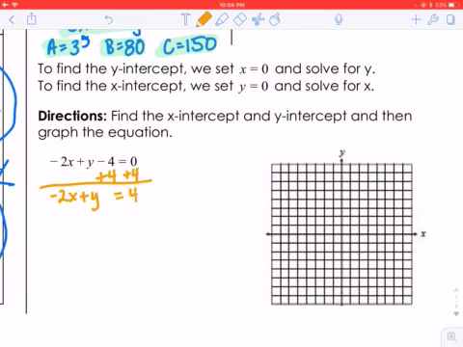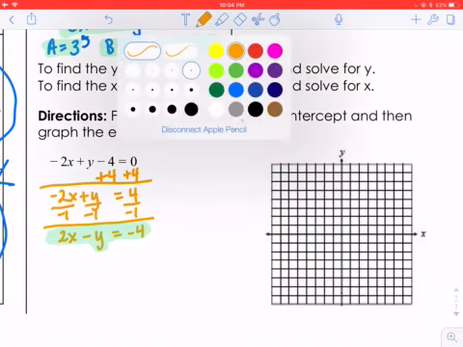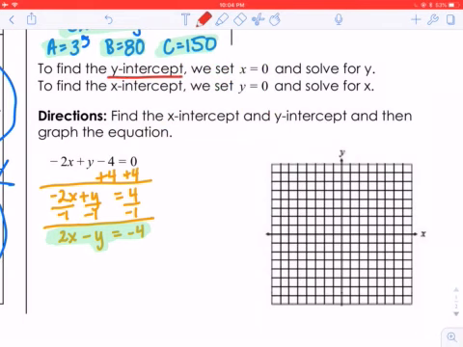I remember that a is not allowed to be negative, so I'm going to divide by negative 1. That's going to give me 2x minus y equals negative 4. Right, so I have my standard form is right here, standard form. And then it tells us here that in order to find the y-intercept, we set x equal to 0, and then we solve for y. So in this case, I'm going to set my x to be 0. X is turning into 0. I'm subtracting y, should be equal to negative 4.